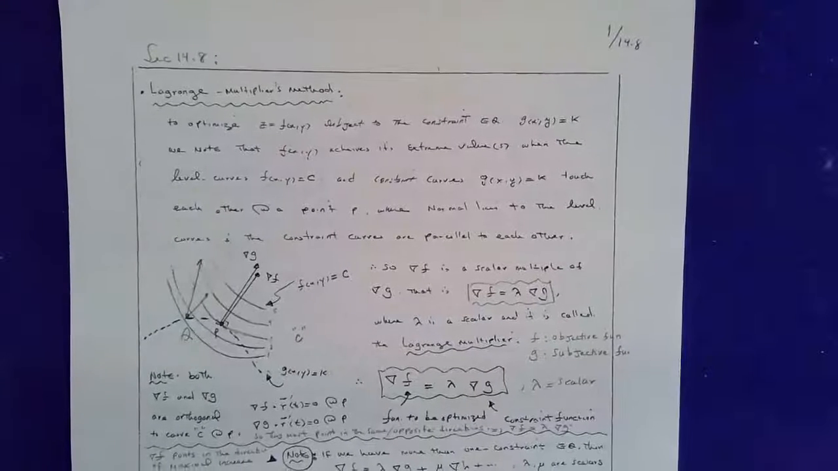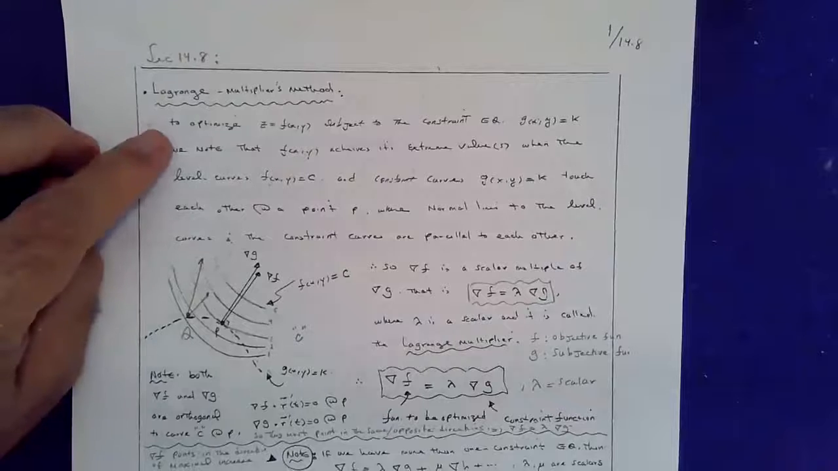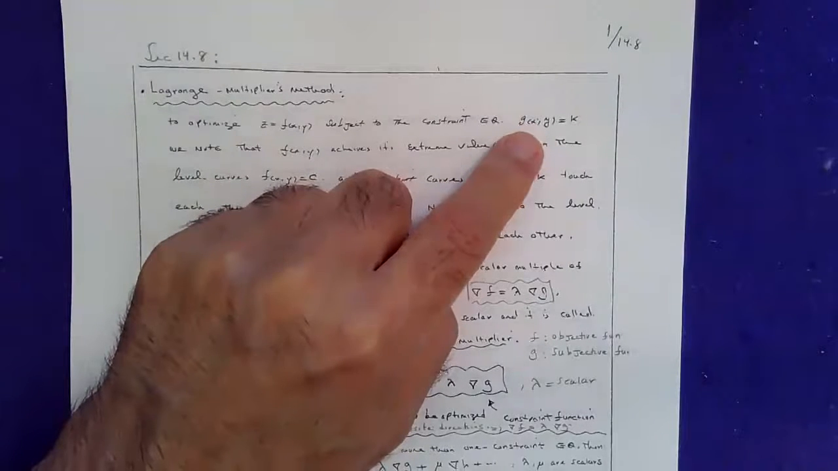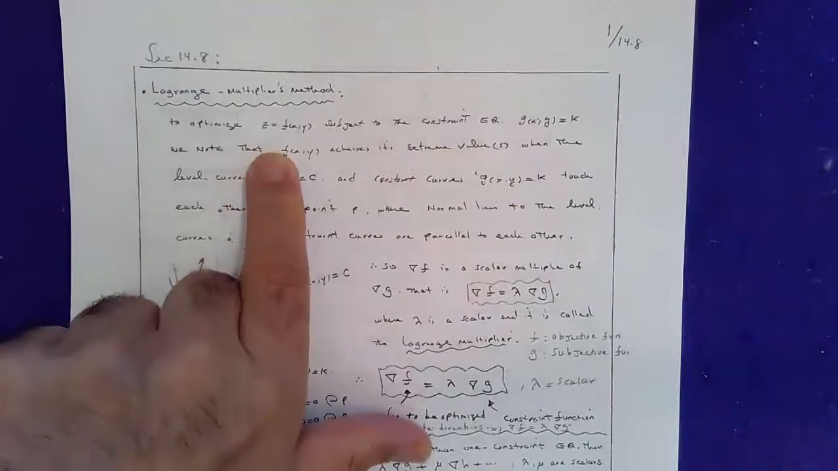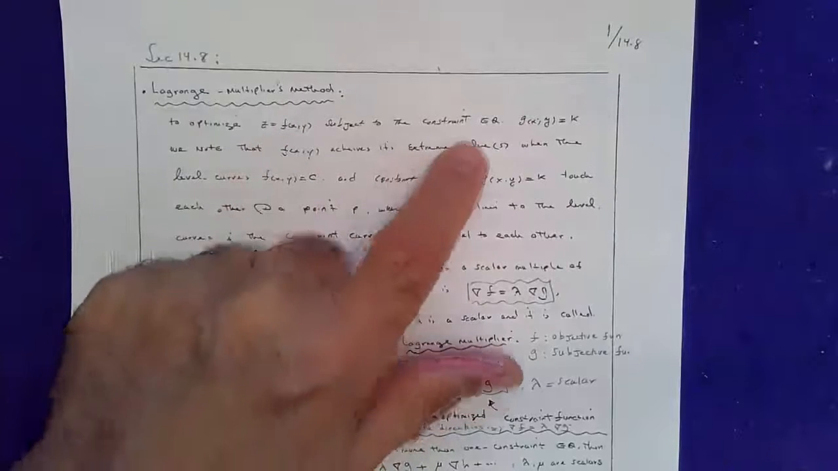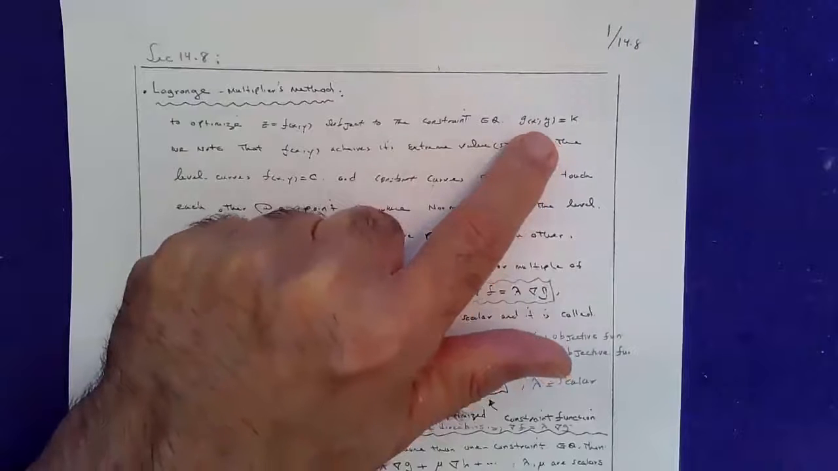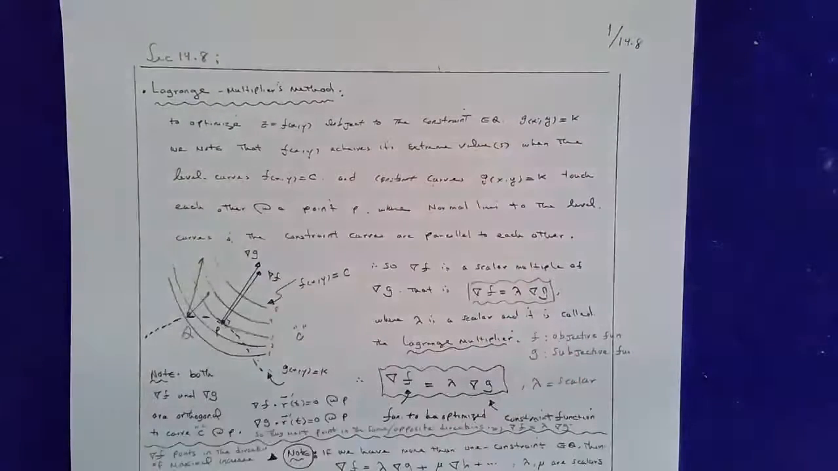Section 14.8 is about the Lagrange multipliers method. The Lagrange multipliers method is just a different way of finding or optimizing a function of several variables subject to a constraint equation. In other words, how would you find the maximum or minimum value of a function of several variables? In this case, let's take two variables subject to a limitation, or constraint equation, g of x y is equal to k, a constant.